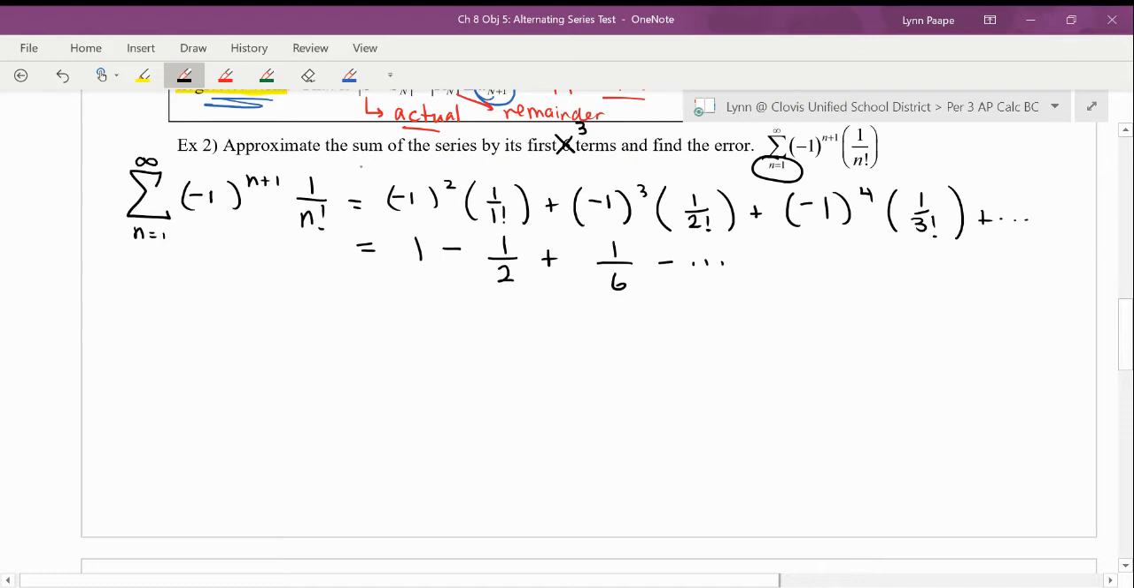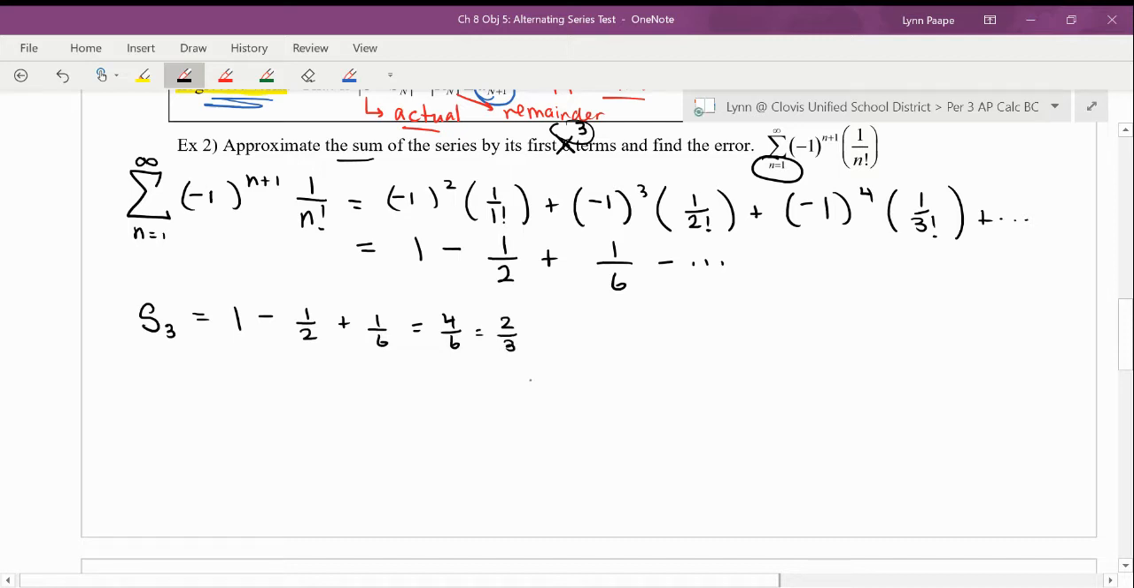All right, so we want to approximate the sum of the series by the first 3 terms. So then I'm going to find my third partial sum. So that would be 1 minus 1/2 plus 1/6. And so what would that be? That would be 2 over 2, so that'd be 1/2, 3/6, so 4/6, so 2/3.